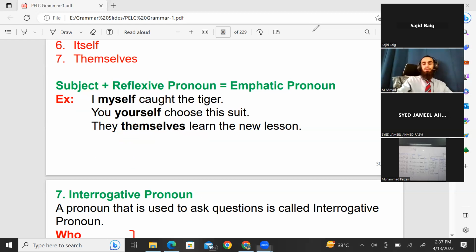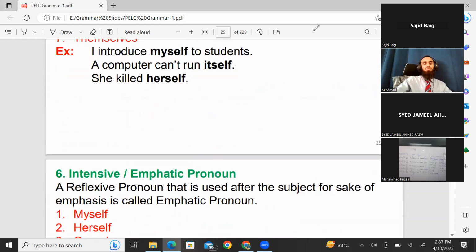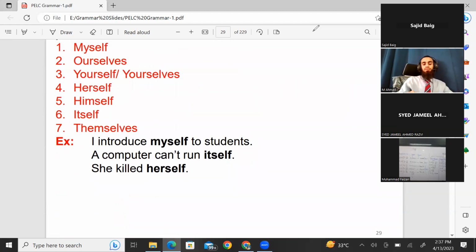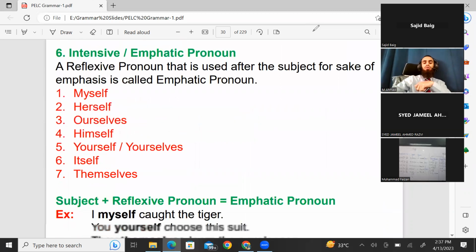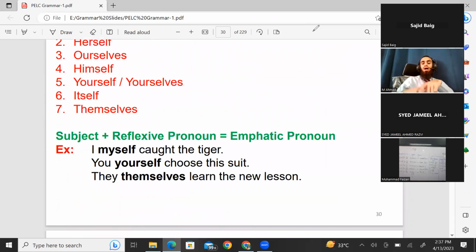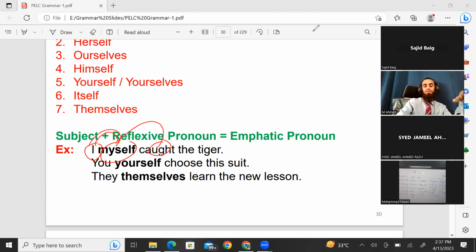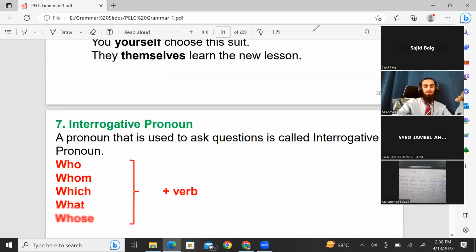Now this is the difference between emphatic and reflexive. In reflexive, you see, I introduce myself. There is no emphasis. The subject has received the action back from the object. But here you are directly using these pronouns after the subject of a sentence. What is the subject? The doer of an action. I is the subject. After I, you didn't use the verb caught, rather the object myself directly, and this is why it is called an emphatic pronoun, when you emphasize something, right?